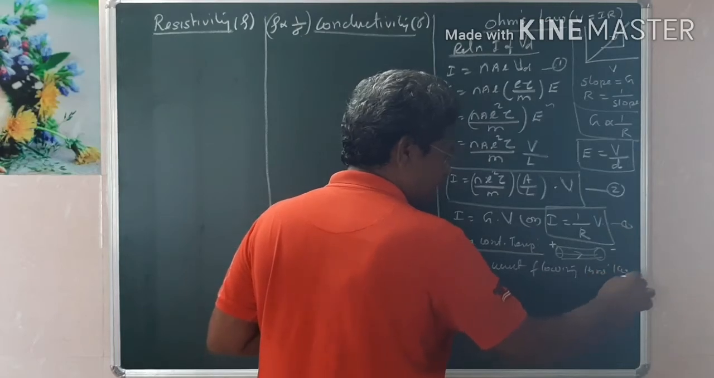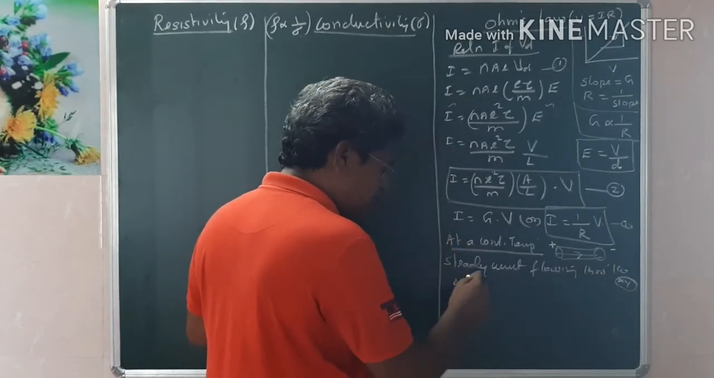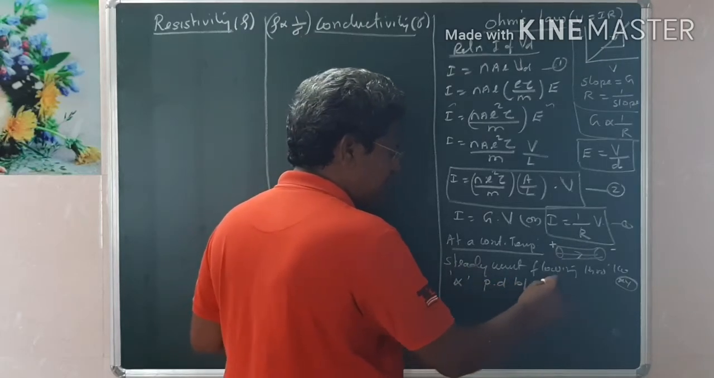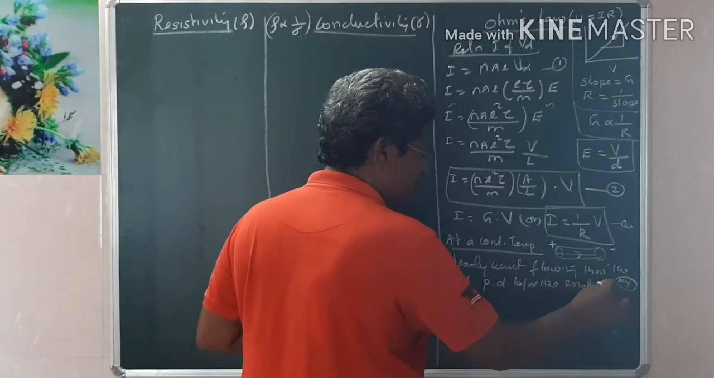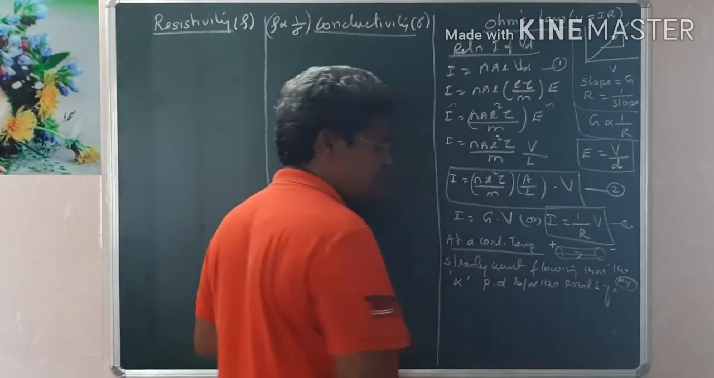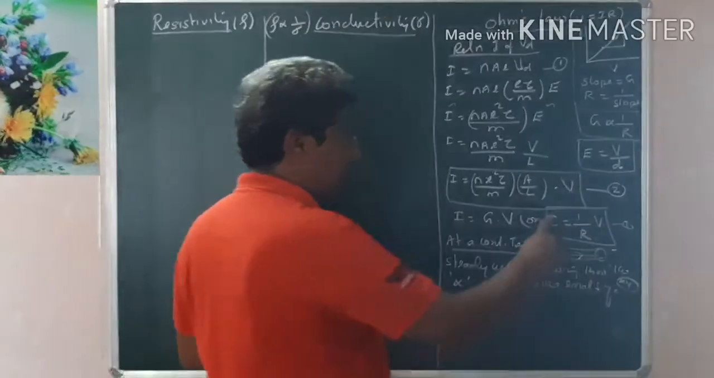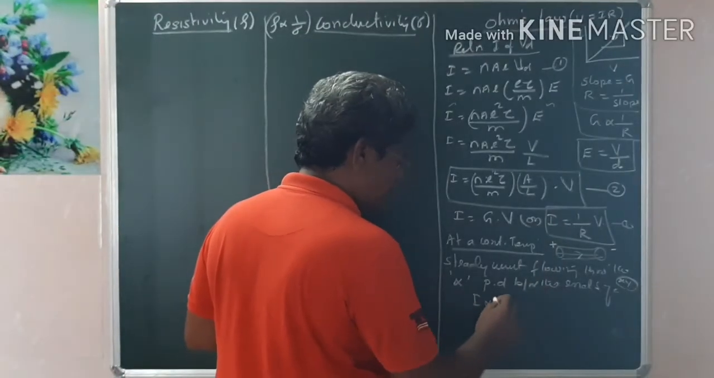Through the conductor, I is directly proportional to the potential difference between the ends of the conductor. This is Ohm's law. That's all. Therefore, according to Ohm's law, we can say that I is proportional to V.